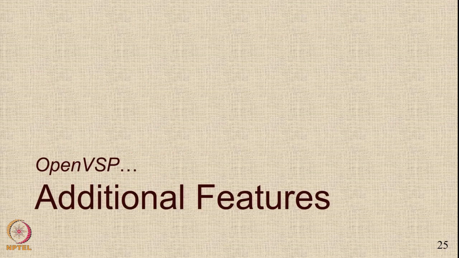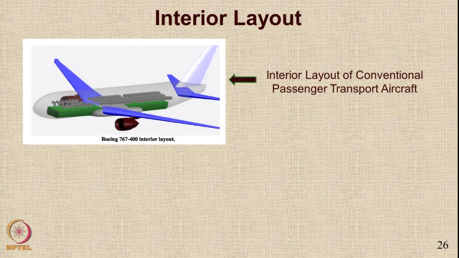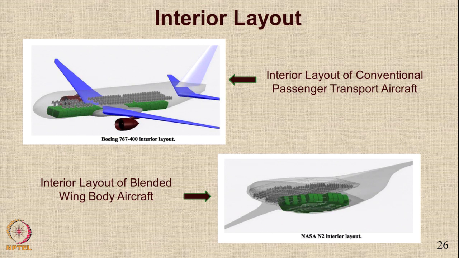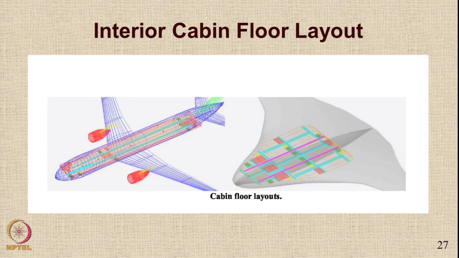Now there are some additional features in OpenVSP also. First of all, you can use it for carrying out the interior layout of some aircraft. If you want to showcase a new concept or an existing concept like the Boeing 767, you can see on the bottom the green ones are the cargo bins and on the top is the seat layout. You could do it for an unconventional aircraft like a blended wing body. So here also on the bottom you have the bins and on the top you have the seat layout. So this is an interesting feature of OpenVSP, which is not available in many of the commonly known CAD software packages. You can also do floor layouts, which is very helpful when you are designing a new aircraft.